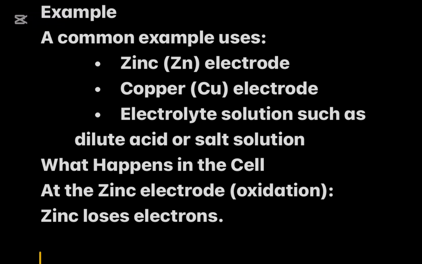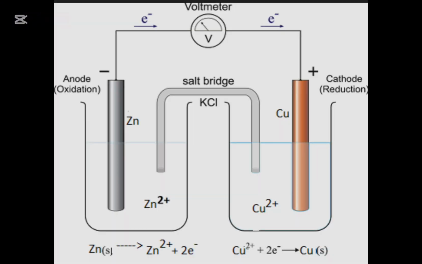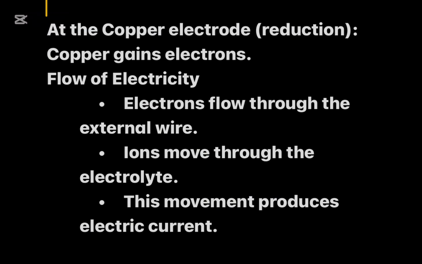And what happens in a chemical cell? At the zinc electrode, oxidation occurs, which simply means the loss of electrons. Observing this diagram, you can see that zinc is undergoing oxidation, which shows that it has lost electrons, with the equation attached to it. Now, let's talk about copper. At the copper electrode, reduction occurs and copper gains electrons.